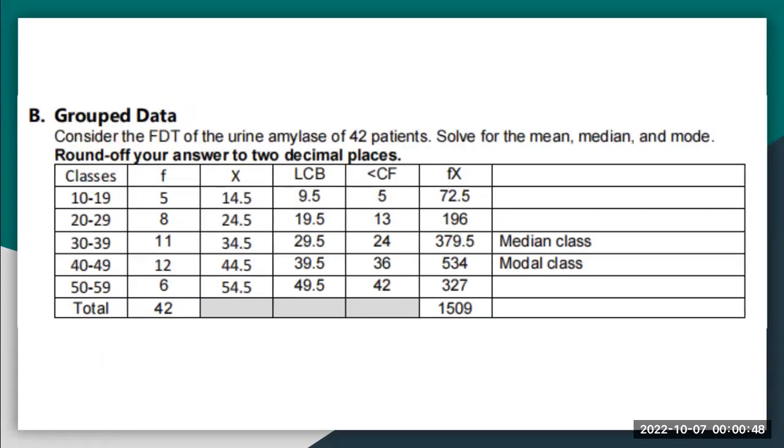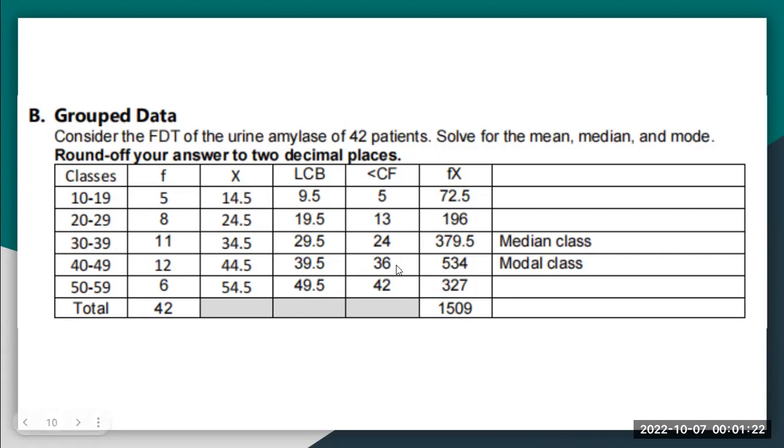And how about naman in finding the mean of grouped data? So consider the frequency distribution table of the urine amylase of 42 patients. Solve for the mean, median, and mode. So round off your answer to 2 decimal places. So most probably ang magiging sagot nyo dito are decimals. Kasi nga, naka-decimal form yung X at saka yung LCB natin. And naka-arrange naman na siya.